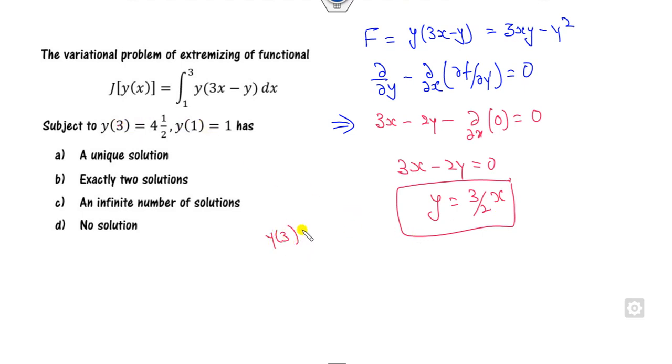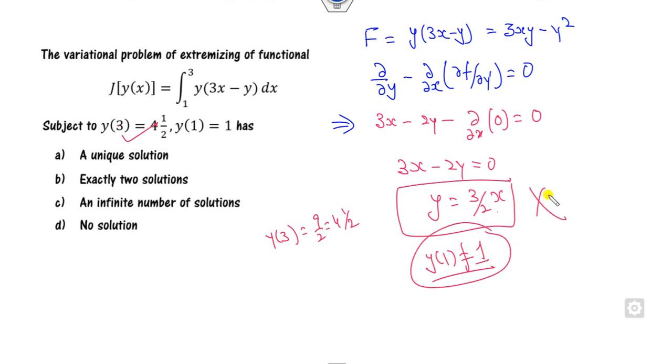What is y of 3? So it's 9 by 2, that is 4 and 1 by 2. This is satisfied. Is y of 1 equal to 1? Not equal to 1. It means this solution does not exist. It means there is no solution. Infinite solution, exact solution, unique solution cancel out, because the solution does not satisfy the condition. The right answer is D.